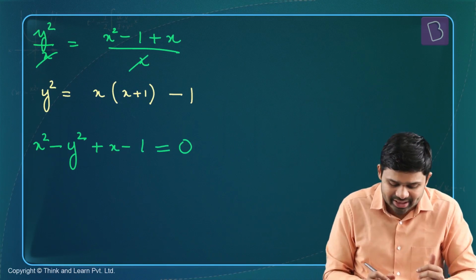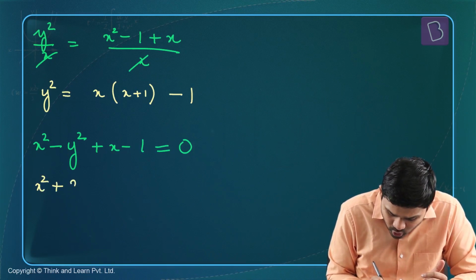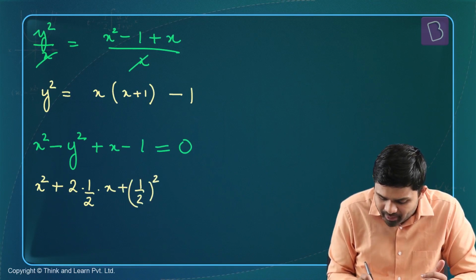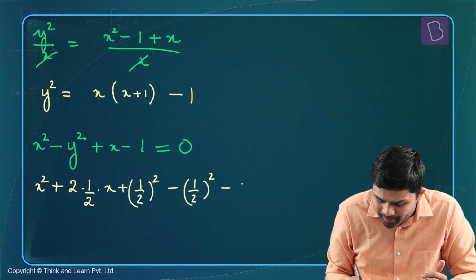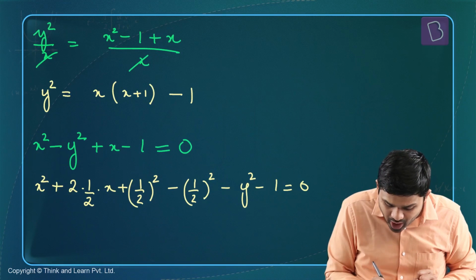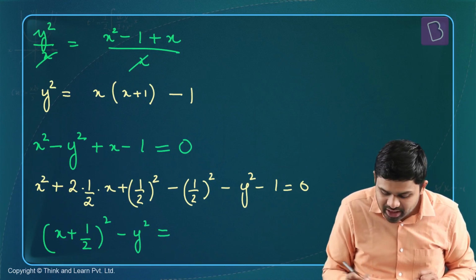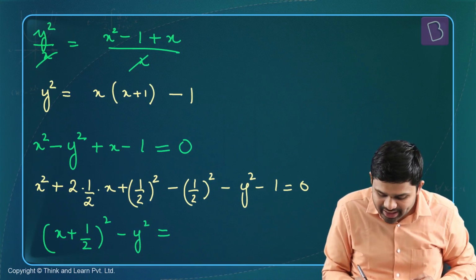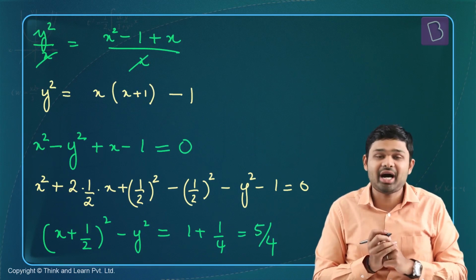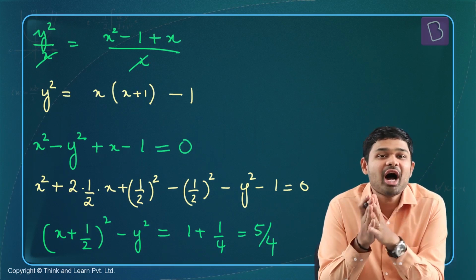So if you use completing the square, you can write it as x square plus 2 times 1 half times x. Well, then you have 1 half whole square minus 1 half the whole square minus y square minus 1 is equal to 0. Well, this is actually a hyperbola straight away because you have (x plus a half) the whole square minus y square equal to, well, you don't even have to solve the right hand side. It's going to be 1 plus a half the whole square, 1/4, which is actually 5/4. So this is actually a hyperbola. It is a shifted hyperbola which has its center at negative half comma 0.